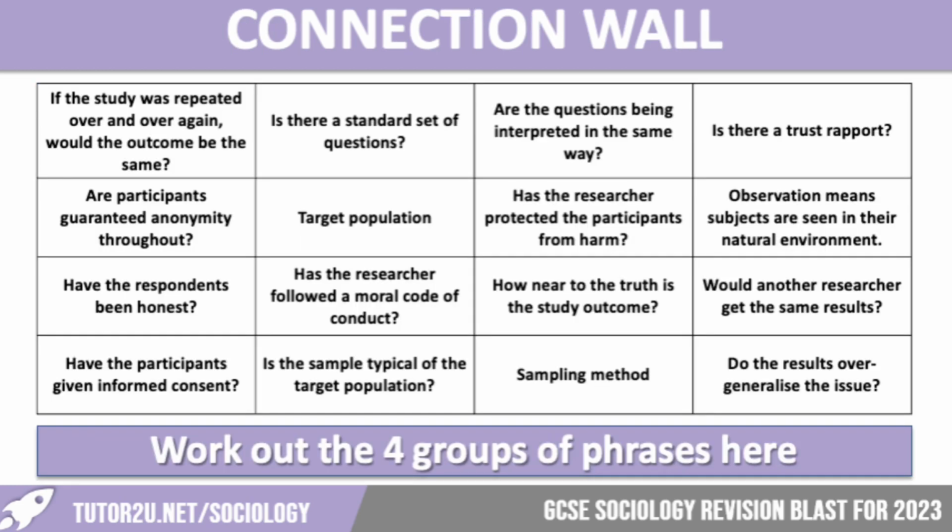Our next activity is a connection wall. On the screen, you have got 16 phrases that can be divided up into four groups. Again, obviously these are all to do with research methods because that's the focus of this session. What we would like you to do to start with is to look at the four that are to do with representativeness. So which ones are to do with the idea of representativeness?